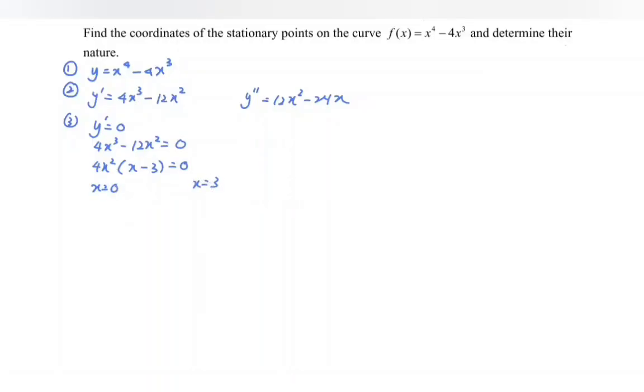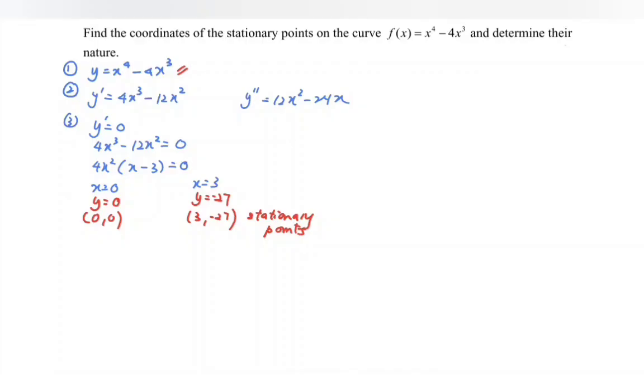Kindly substitute into the function using the calculator and calculate. When x is equal to 0, y is also equal to 0. So we have 0, 0. Continue. When x equals 3, y is equal to negative 27. So the point will be 3, negative 27. So where we have the stationary point.